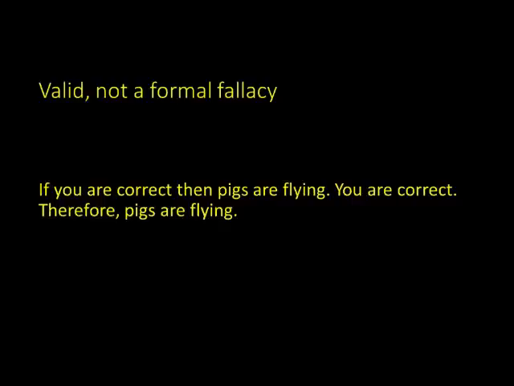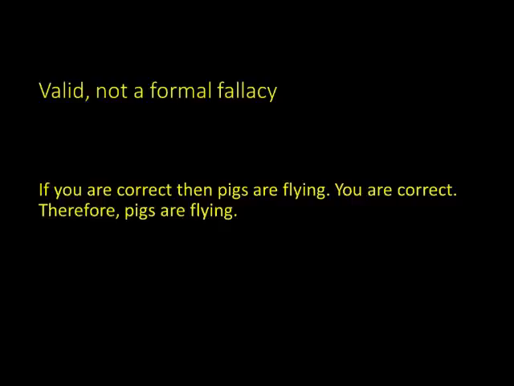Now, remember from a while back, there's only two ways arguments can go bad. They can have bad premises or bad form. Another way of saying they have bad form is they have a bad inference, okay, bad reasoning. So to drive this point home, consider the next argument. You can see it on the screen here. If you are correct, then pigs are flying. Okay, you are correct, therefore pigs are flying.